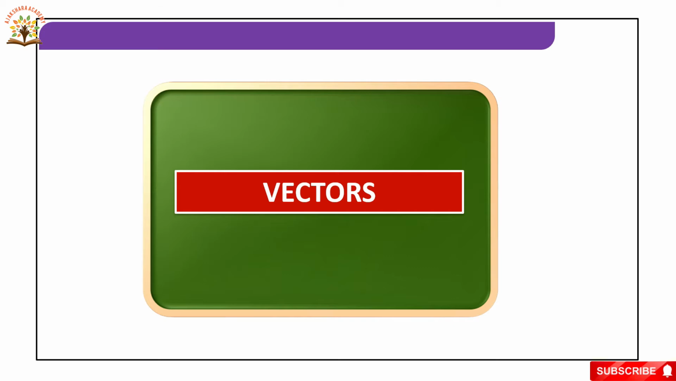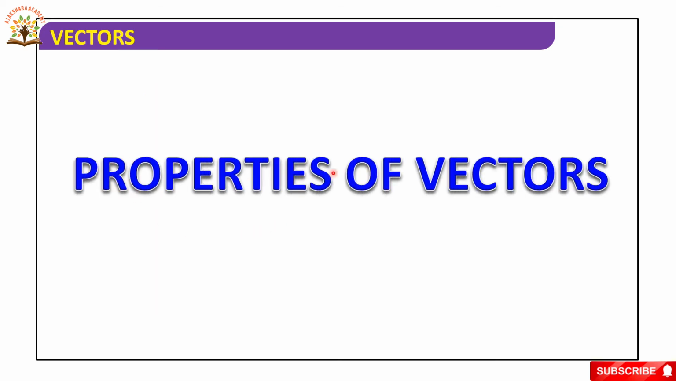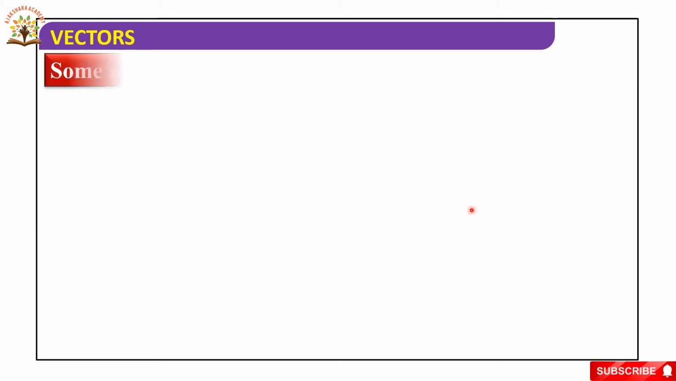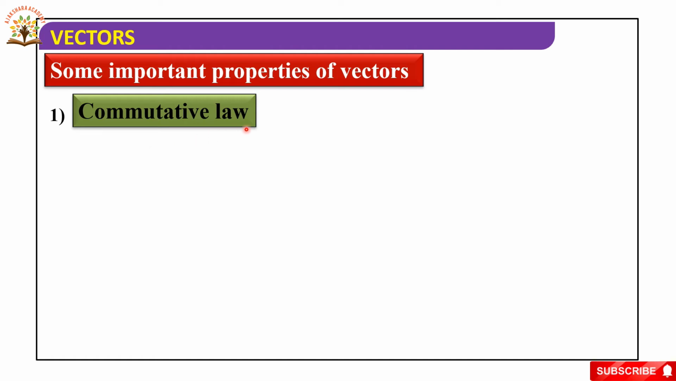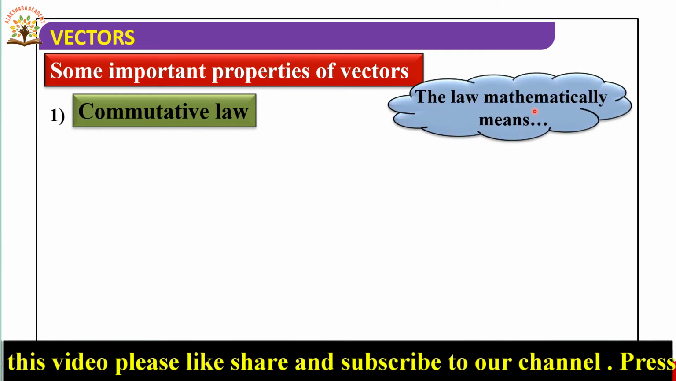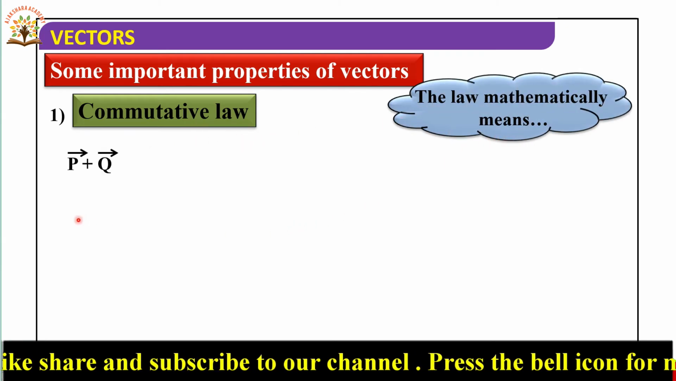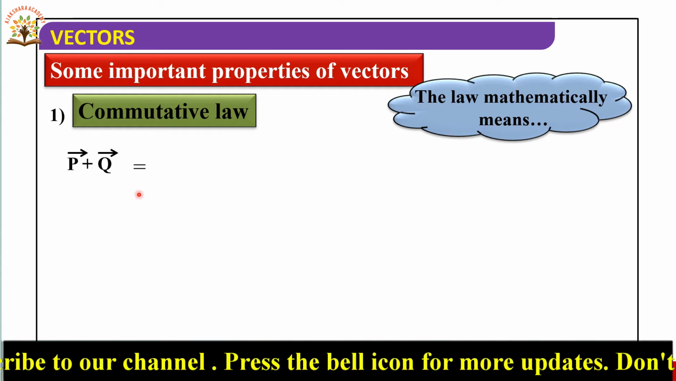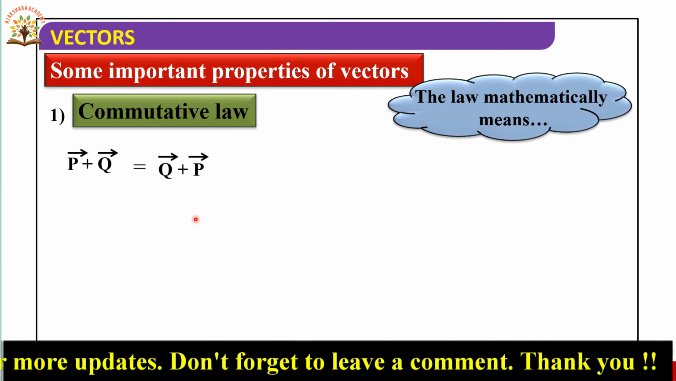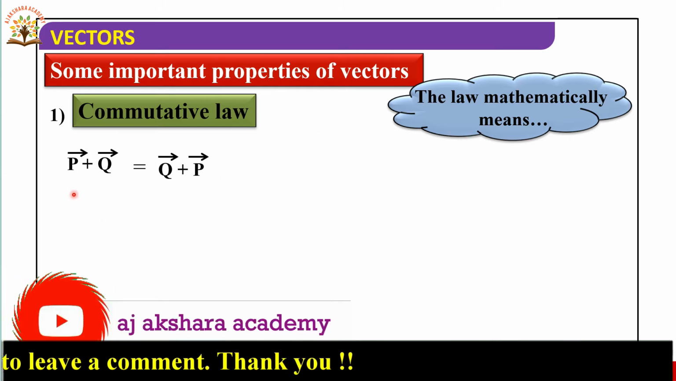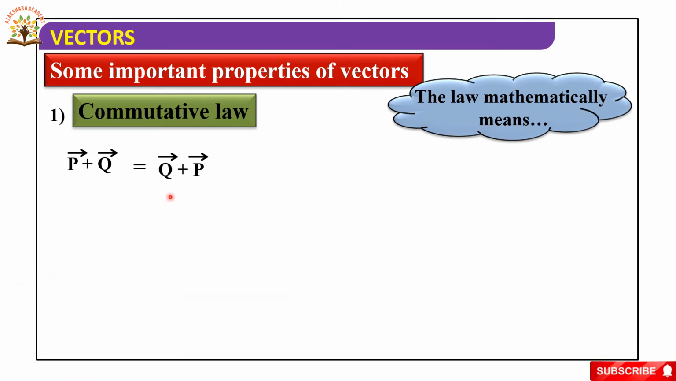Okay, let us go to the first one. Properties of vectors. Some important properties of vectors. Let us discuss. First one, commutative law. Mathematically, the law means P bar plus Q bar is equal to Q bar plus P bar. This is the commutative law. Here we are taking P and Q as the two vectors.